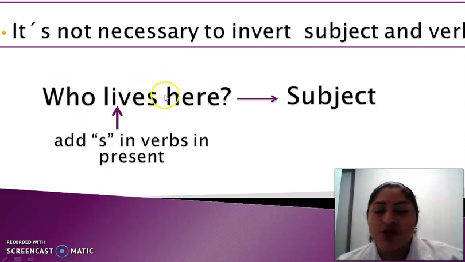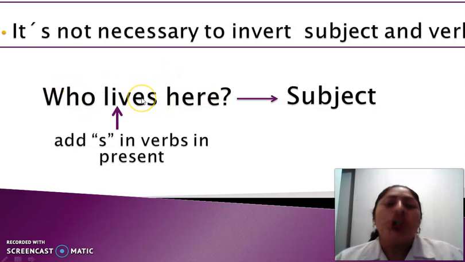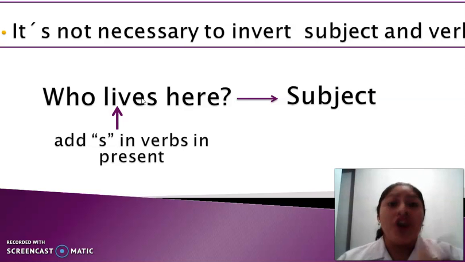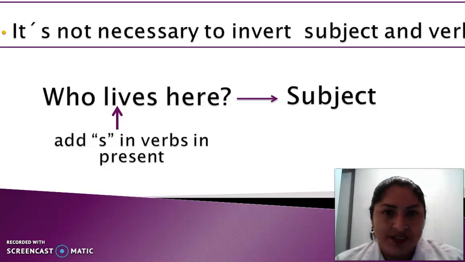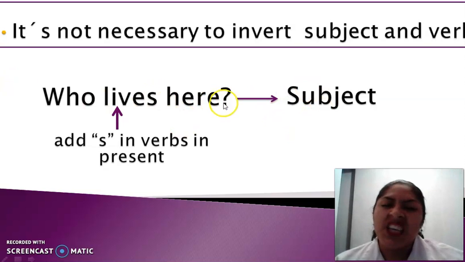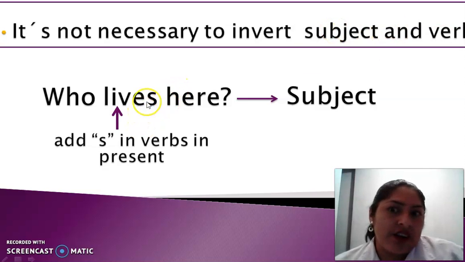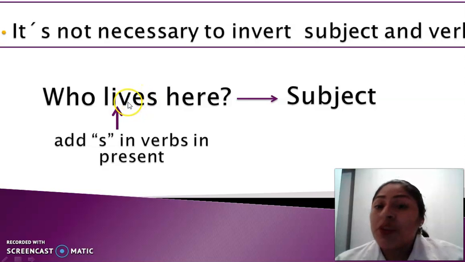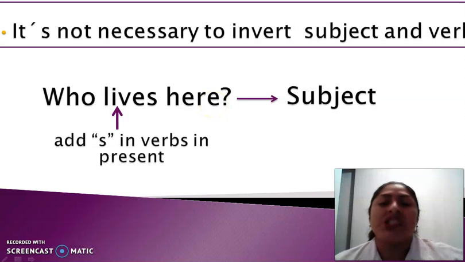Who does? And you don't have a subject here. In the questions, you don't have a subject. You want to know the subject. So, who lives here? You don't invert subject and verb. It's not necessary because you are going to use verbs. And remember with the verbs, in the case of simple present, you are going to add s to verbs in present. So who lives here is a question where we need the subject.